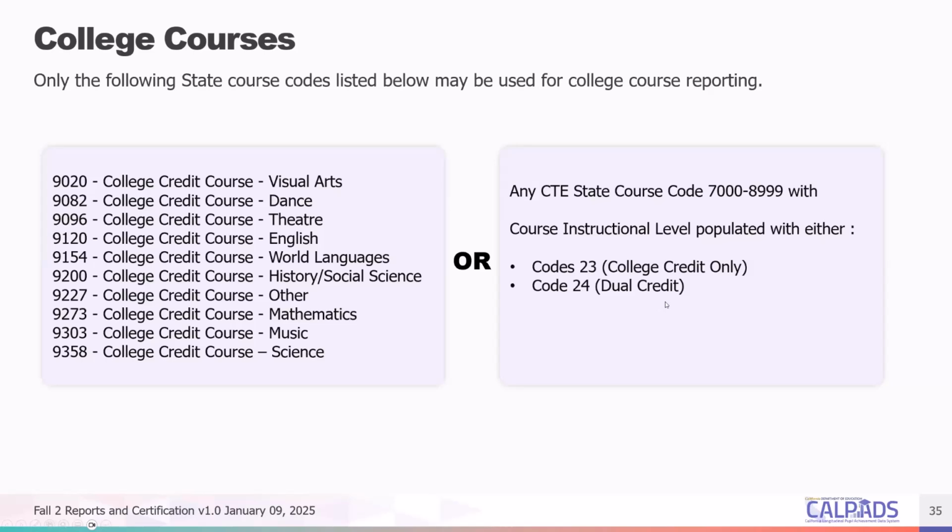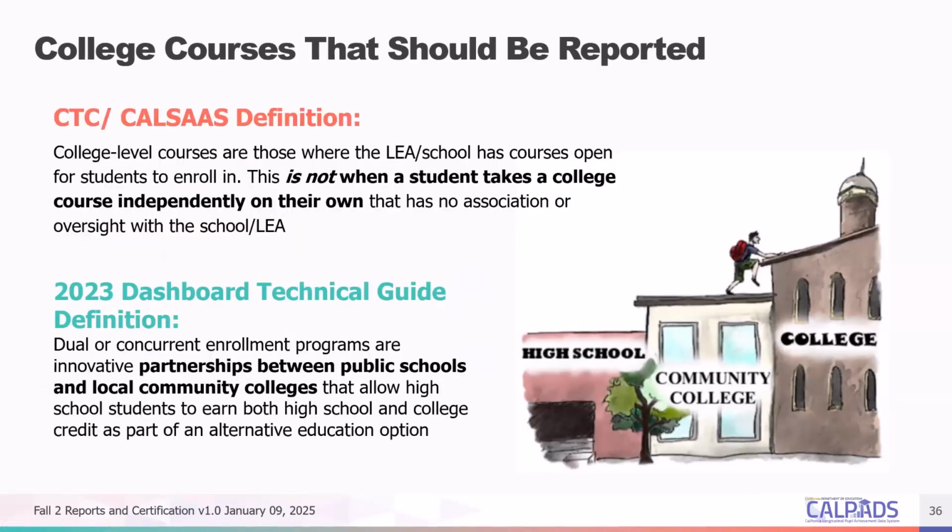If you have a CTE course, perhaps you have an articulation agreement with the community college as well, and they're taking CTE courses that also provide them credit. That would be code 24 dual credit. So you want to use the CTE state course code to let us know that it's a CTE course, but it also provides high school and college credit, so that will be 24 dual credit. This is a recent emphasis. We started it last year, and we just want everyone to be clear about the college courses that should be reported.